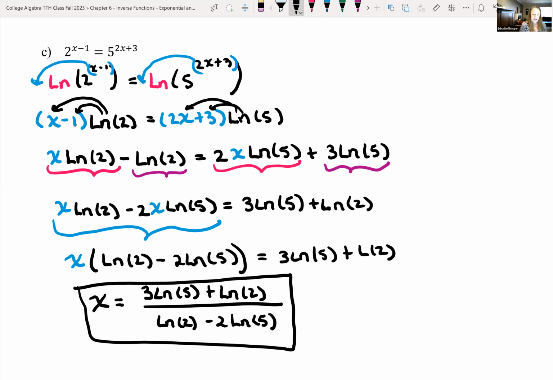If you were to plug this in the calculator, make sure that you have parentheses around the whole numerator, divided by parentheses around that whole denominator. And make sure that when you're plugging in your argument to your natural log that you're closing off those parentheses.